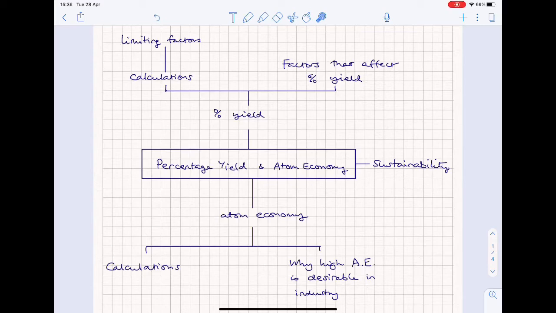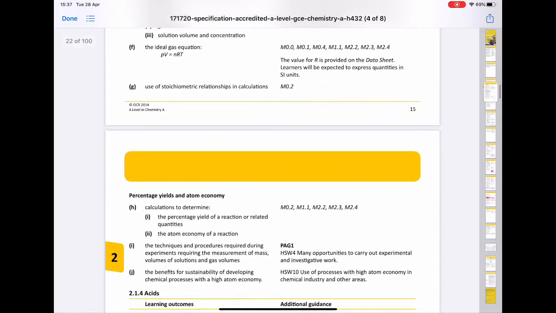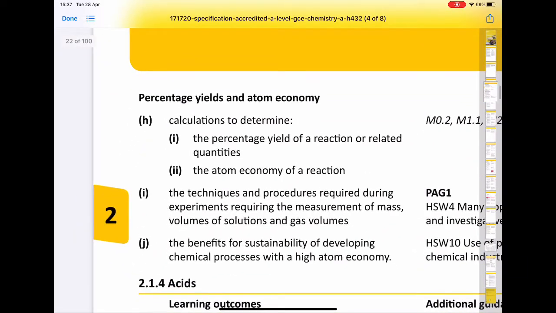Okay, so this video covers the whole of the FC22 booklet, which is percentage yield and atom economy. This is in fact part of the molar calculation section of the syllabus. So it's in 2.1.3 amount of substances, at the end of that section of the syllabus here. So it's a very, very brief section and it shouldn't take very long.